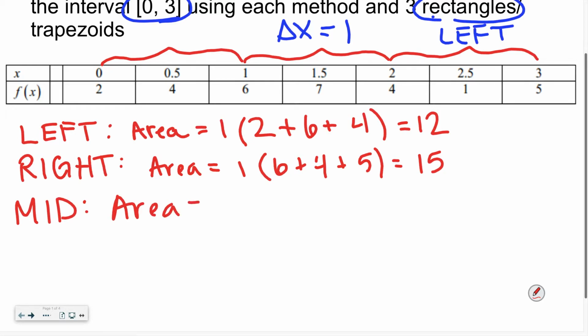If we were using the midpoint to get our height, so we still have widths of 1, what is the height of this guy? 4, because that's the middle height. See how this works? What about this guy? 7, that's the middle height. And here, 1, that's the middle height.